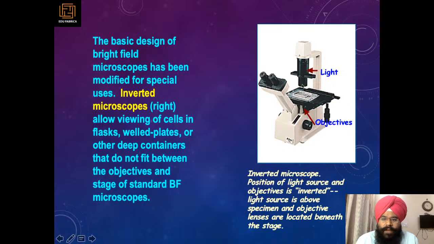You have the light source from here, you have the objective lens at the bottom, and you have the eyepiece there. So you see your images on the stage. So these are inverted microscopes.